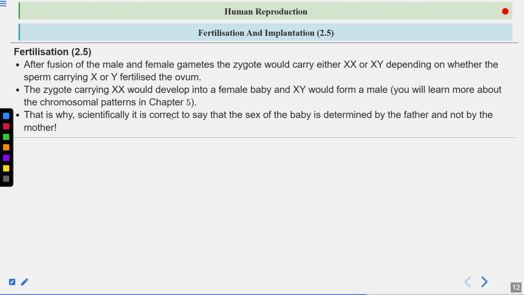That is why scientifically it is correct to say that the sex of the baby is determined by the father and not by the mother. Usually the females were blamed for the sex of the child, but actually it is the male who determines the sex of the child because males produce two kinds of gametes. Half of the gametes will contain the X chromosome, half will contain the Y chromosome, whereas in females 100% of the gametes will have only the X chromosome.